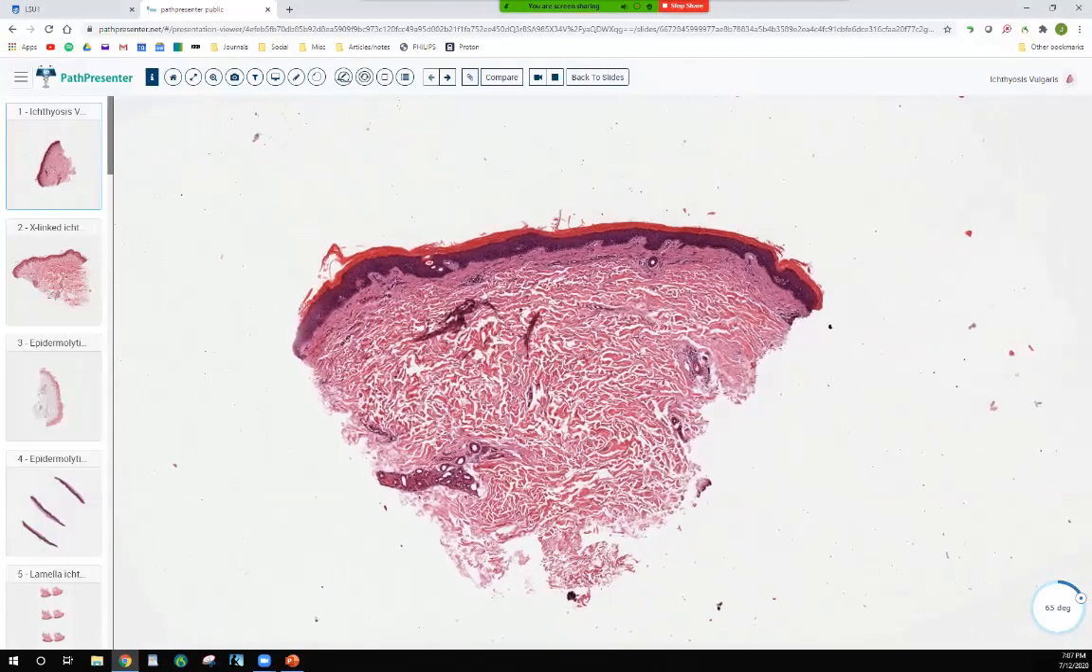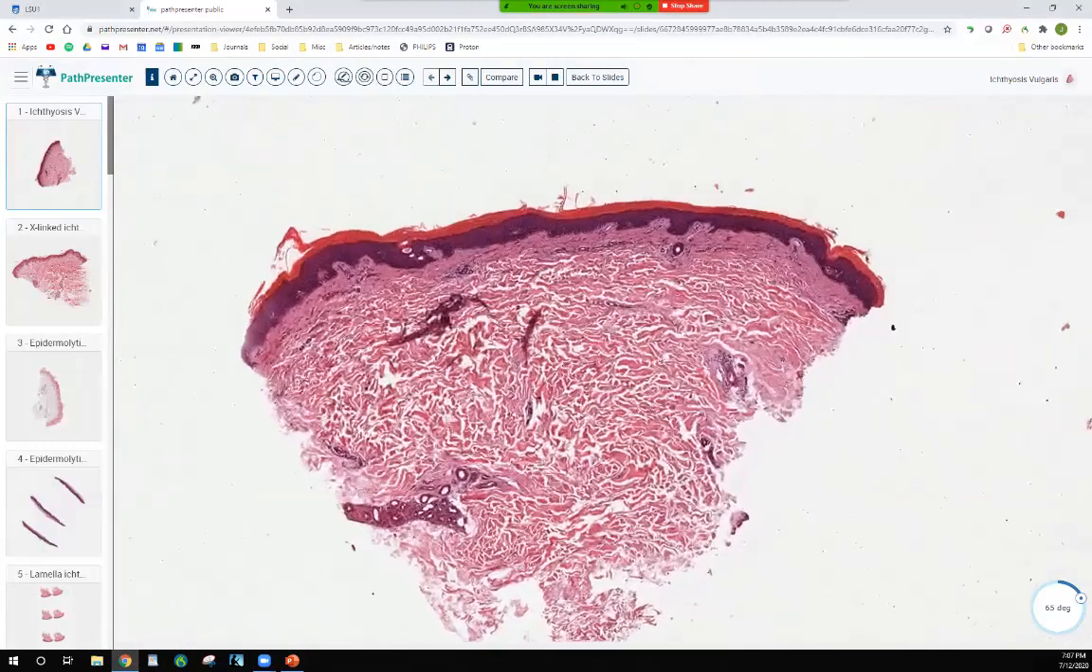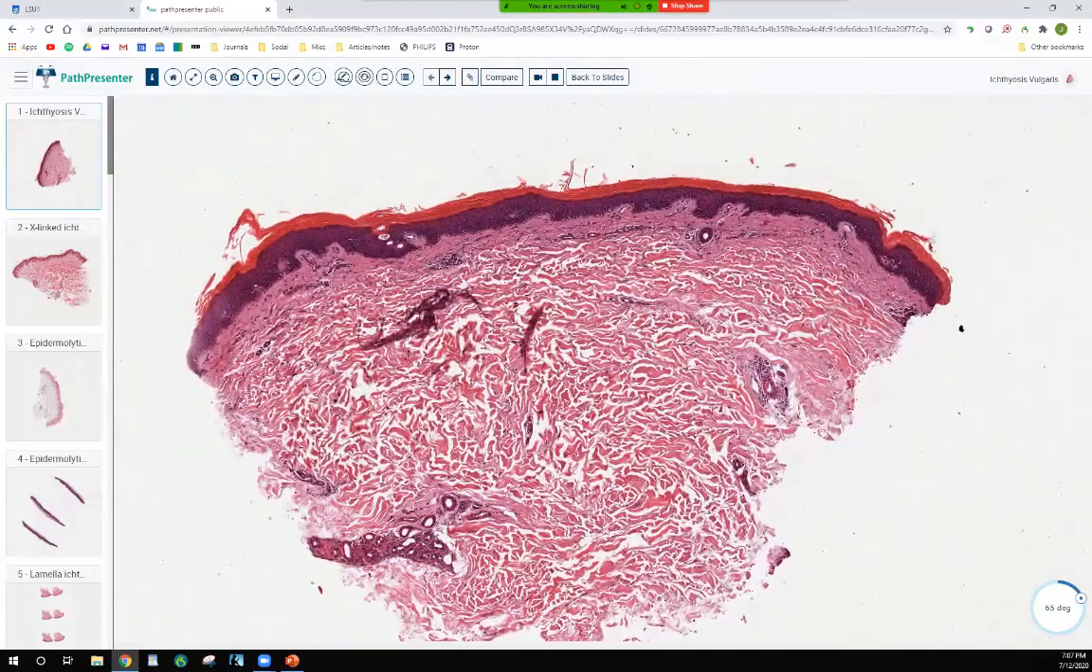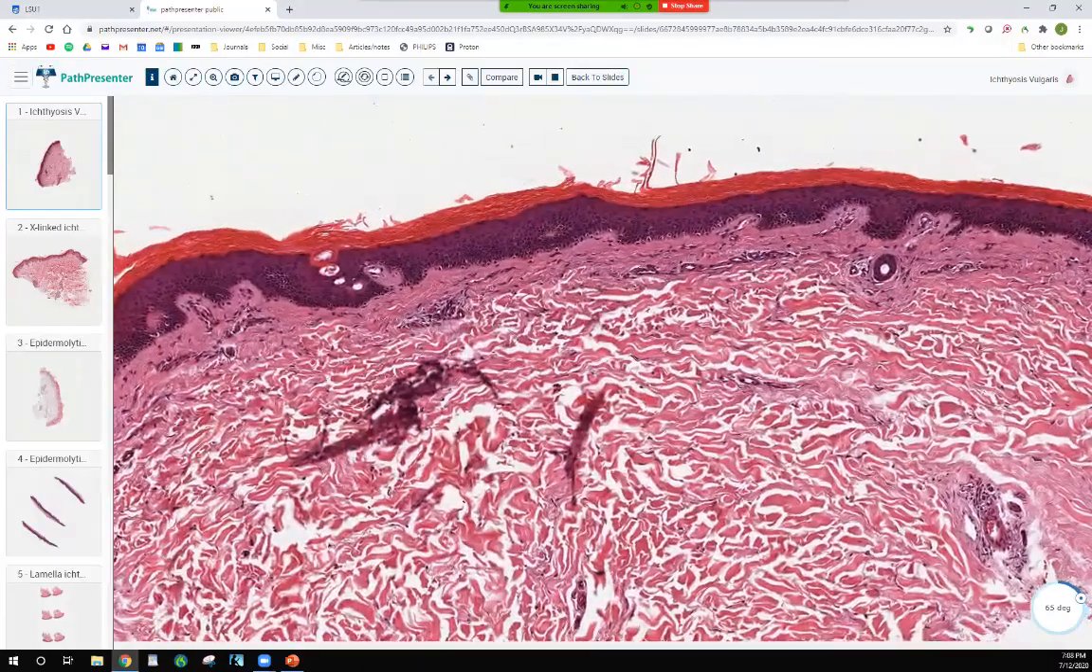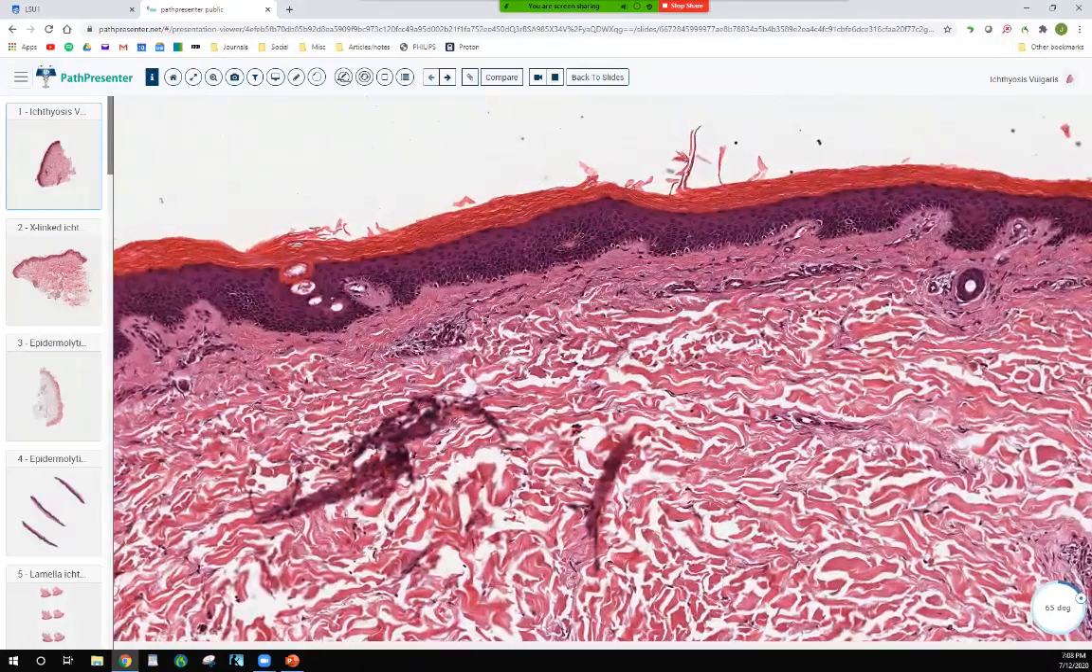But this one is Ichthyosis vulgaris, and looking at this power, I always tell the residents, start from the top down. What do you see that's abnormal? And don't neglect the stratum corneum, because it can tell you a lot. And this one, this is not normal. This is not basket weave. This is compact hyperorthokeratotic, or what I call ichthyotic stratum corneum. And it's a really good clue that tells you that you're probably dealing with an ichthyosis.